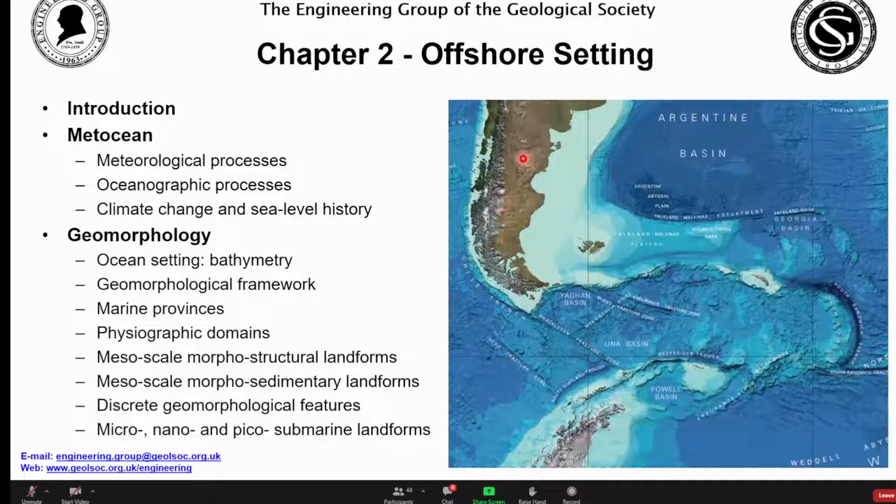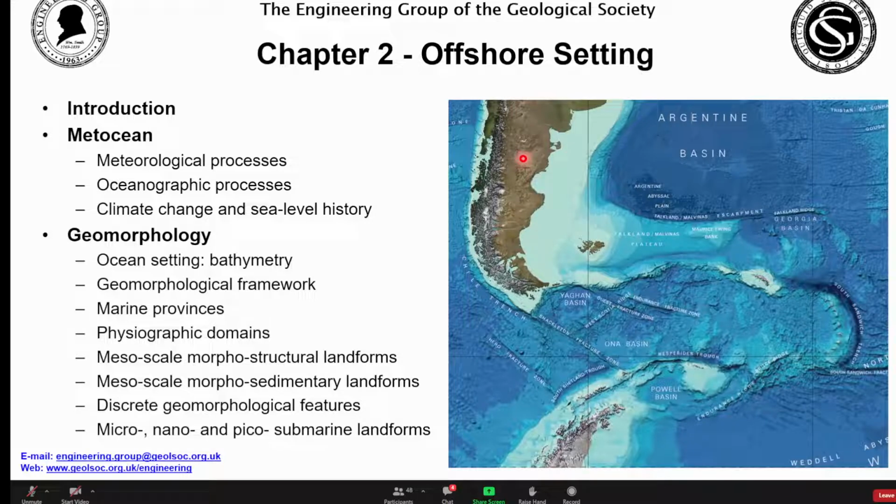Chapter 2, so this is led by Roger Moore. Really setting the scene on big picture. So we talk about the offshore setting, the offshore environment, and why it is different and unique compared with the onshore environment. So really talking about the Met Ocean, about the meteorological and oceanographic processes, and the impact of contemporary and historic climate change with impacts on sea level rise. Then talk about the geomorphology and geomorphological setting.